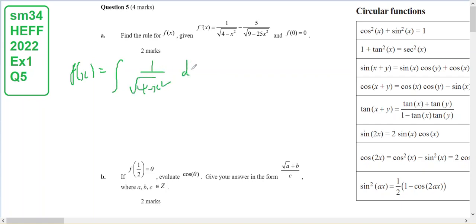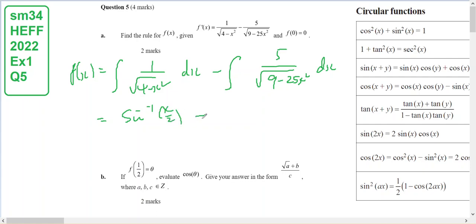minus x squared dx minus the integral of 5 on top of the square root of 9 minus 25 x squared dx. And that's the inverse sine of x on 2 minus the inverse sine of 5x on 3, since the 5 goes with the derivative of that, plus some constant c. And since f of 0 equals 0, inverse sine of 0 is 0 minus 0, so c equals 0.